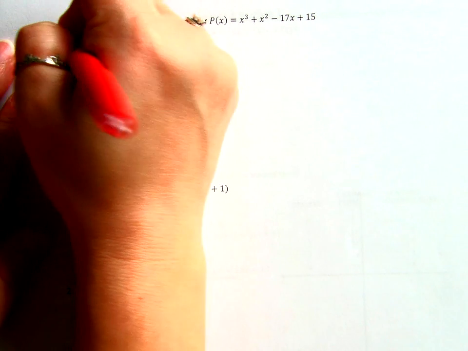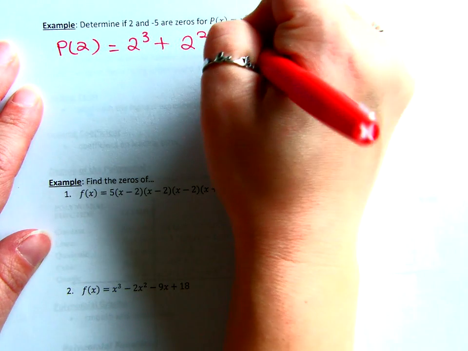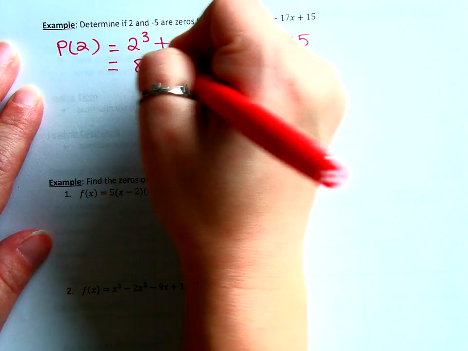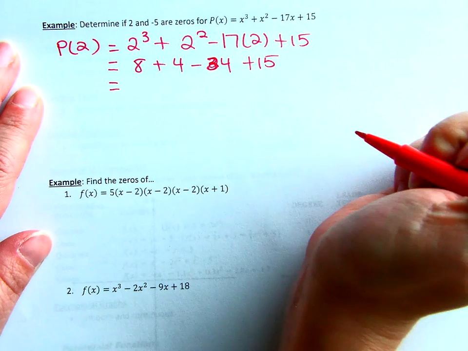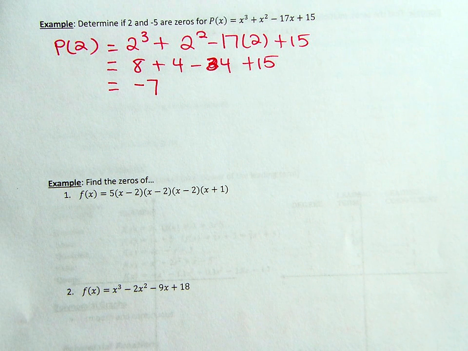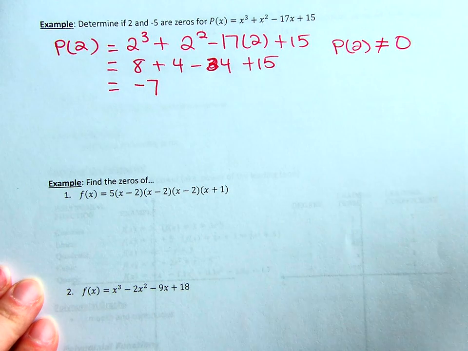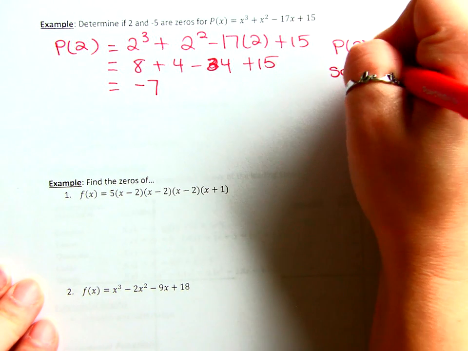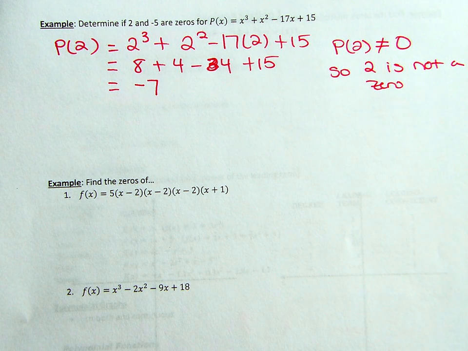So we're going to find P of 2. That'll be 2 to the 3rd plus 2 squared minus 17 times 2 plus 15. We get negative 7. So P of 2 does not equal 0, so it's not a 0. And then you would do the exact same thing for P of negative 5, excuse me.